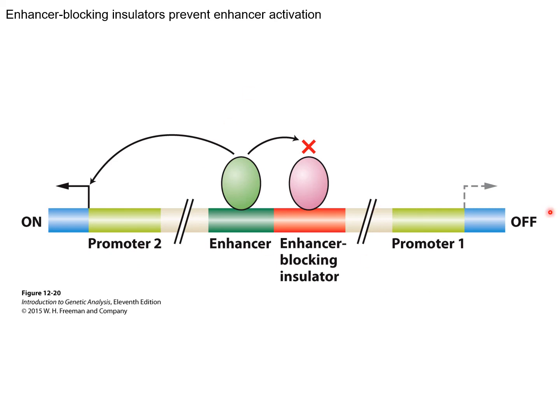To prevent this non-specific enhancement that we are trying to avoid, enhancer blocking insulators, which we denote here as this pink egg, have evolved. These proteins bind between the enhancer and the gene that you don't want enhanced, allowing the enhancer to work only on the gene that you do want to be transcribed.